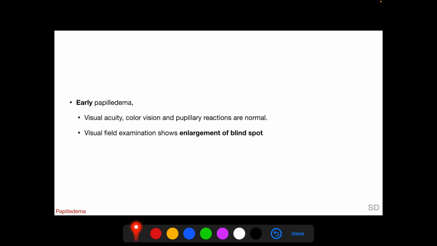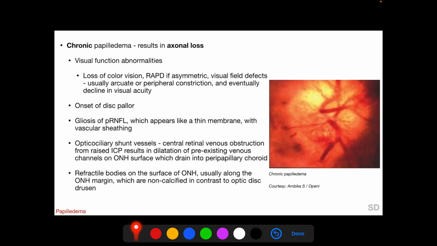In an early onset papilledema, visual acuity, color vision, and pupillary reactions are normal. That means that the axons are functionally intact. However, visual field examination may show an enlargement of the blind spot. In a chronic papilledema, there is axonal loss, which is reflected in visual function abnormalities and onset of disc pallor. The visual functions which appear abnormal are loss of color vision, RAPD if the involvement is asymmetric, visual field defects, usually arcuate or peripheral constriction, and eventually there is a decline in visual acuity.